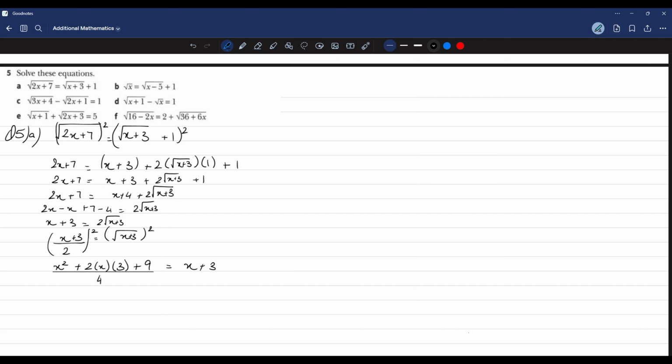Well, in fact, just leave it. I mean, x squared plus 6x plus 9 is equal to 4x plus 4 times 3 is 12. So I've got 4x plus 12. Simplify this equation, x squared plus 6x minus 4x plus 9 minus 12 is equal to 0. And we've got x squared plus 2x, in fact, minus 3 is equal to 0.